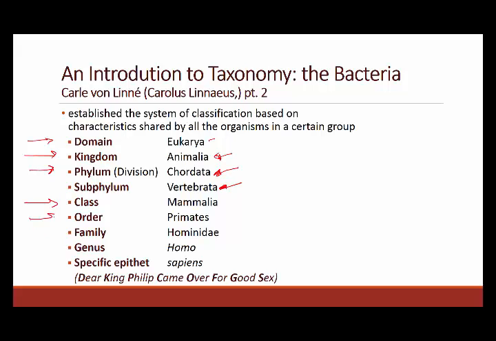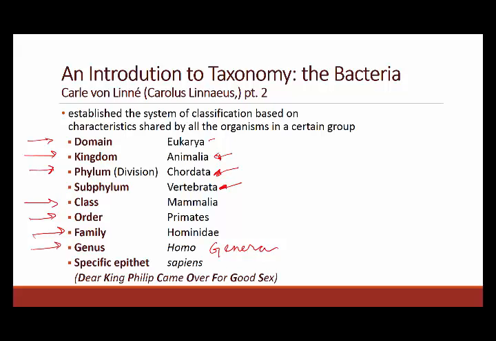Classes are divided into orders. Humans belong in the order Primates. Orders are divided into families. So the family Hominidae is the family that humans belong to. And then families are divided into genus, and the plural for genus is genera. So you may see me use that term, genera. So genus, and then there's the specific epithet that's attached to a species.